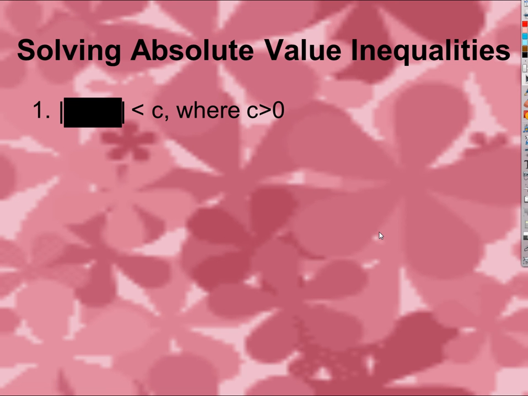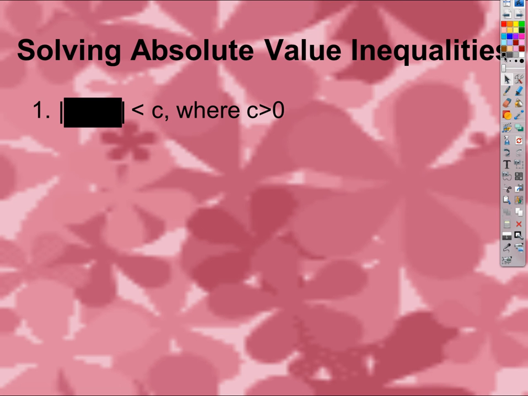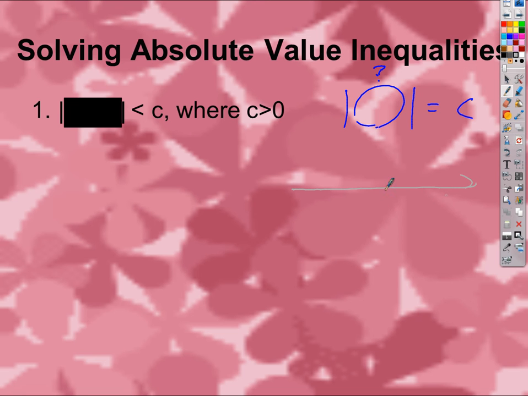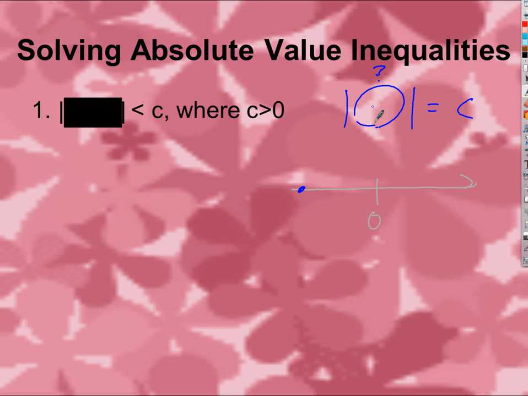Now let's compare it to the situation where I had the absolute value of something, a question mark, equal to c. You told me that for that situation, I could think of that as a number line. There's 0. Whatever's inside the absolute value bars has to have a value of negative c or positive c to be a distance of c from 0, right? And then we don't know what's back there. It might involve some x's and things, and then we just have to solve for x, right?